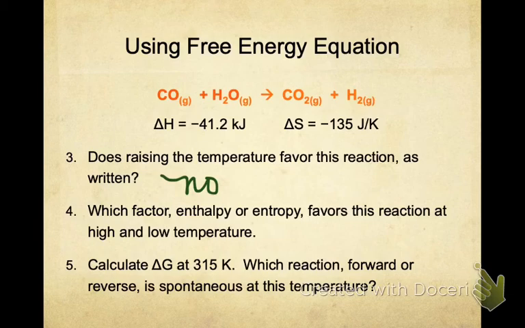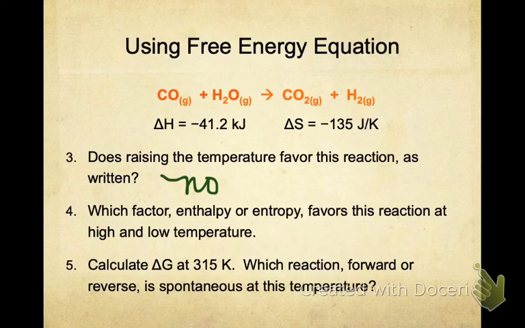So we said delta H is negative and favors spontaneity at all temperatures. And the negative delta S term is more important at controlling delta G at different temperatures. Delta H isn't going to change at different temperatures. It's going to stay pretty much the same. It's always going to be negative. So it favors spontaneity at all temperatures. But delta S is the one that's going to be more important at controlling delta G.